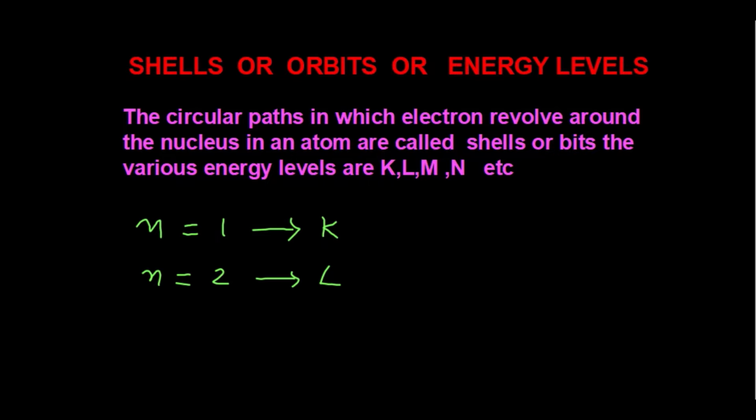For the third shell, the value of n is equal to 3. The third shell is M. For the fourth shell, the value of n is equal to 4. The fourth shell is N. I hope shells or orbits are clear to you.